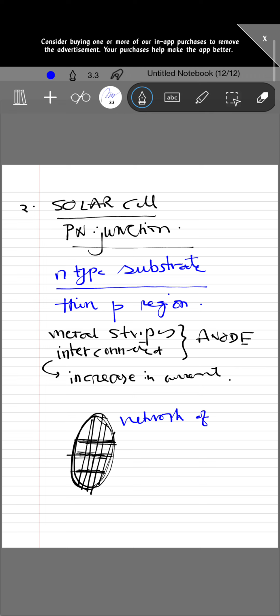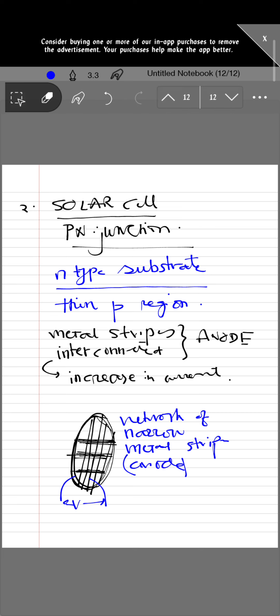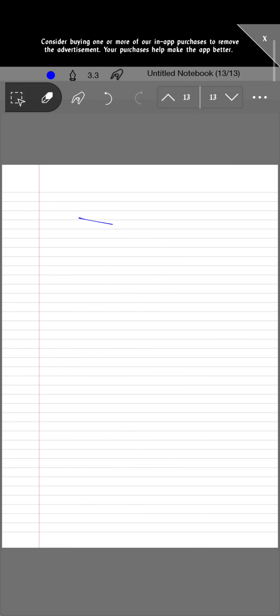of narrow metal strips on top, and it forms the anode, forms a connected anode, and you have this voltage formed here.